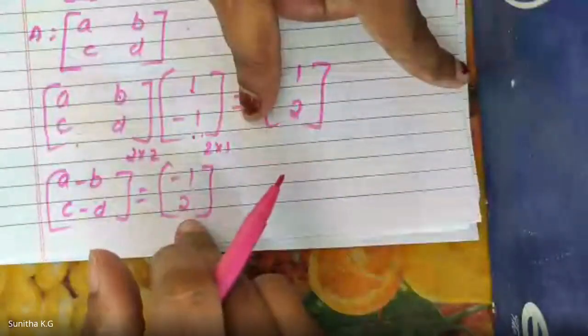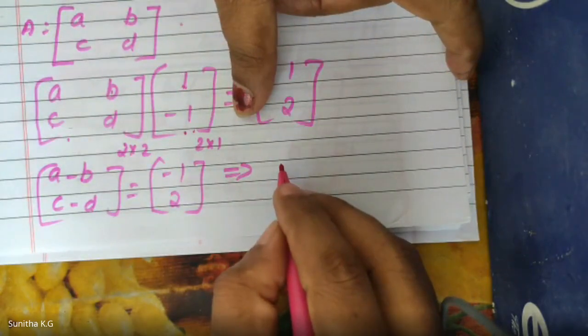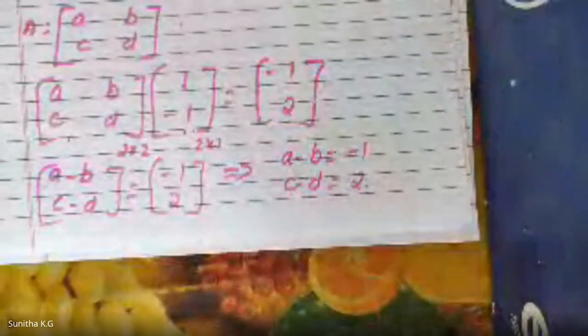So, when these two matrices are equal, their corresponding elements should be equal. A minus B is equal to minus 1. C minus D is equal to 2. So here we got two equations.